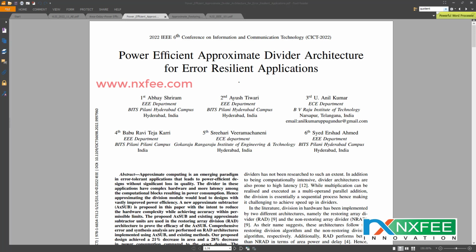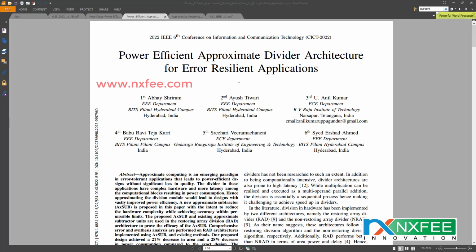other contemporary approximate designs. The divider in these applications has complicated circuitry, which results in higher delay between the various computing blocks and increases the amount of power consumption. Therefore, coming up with an approximation of the division model would result in designs that are far more power efficient.